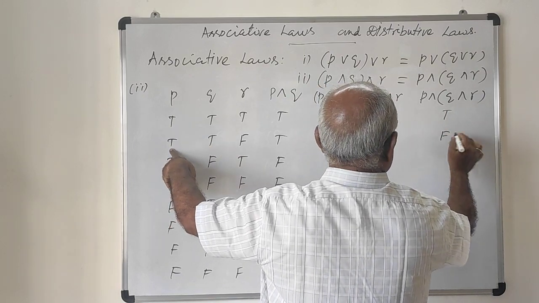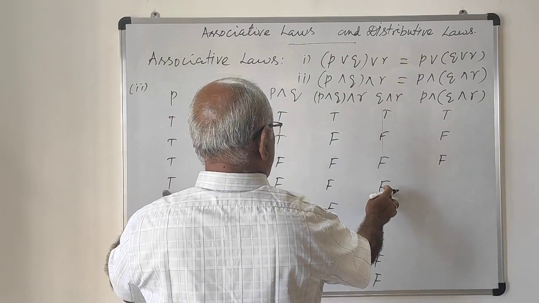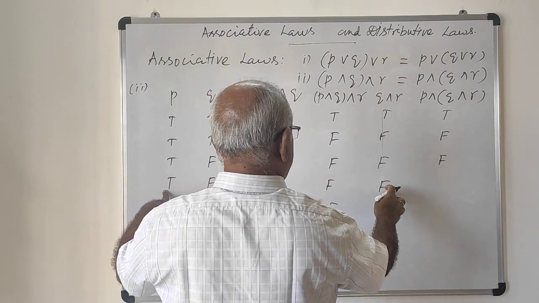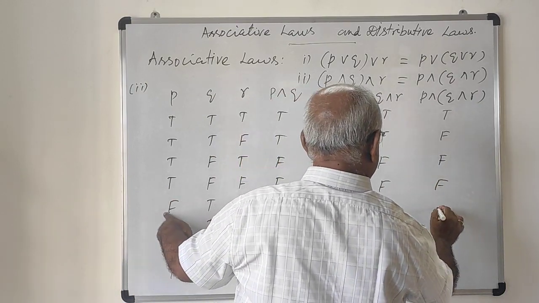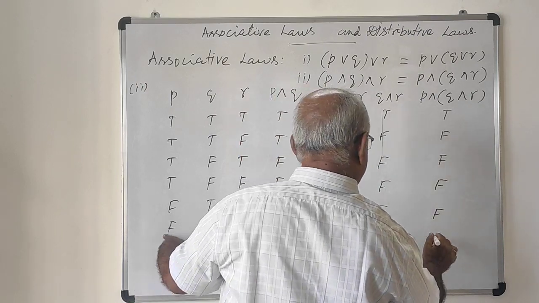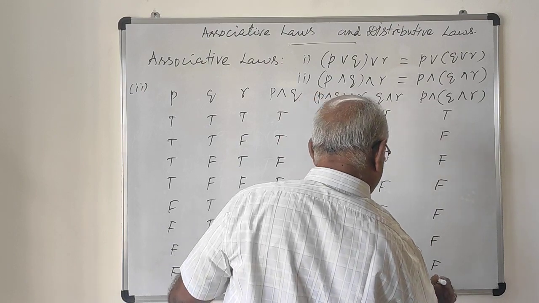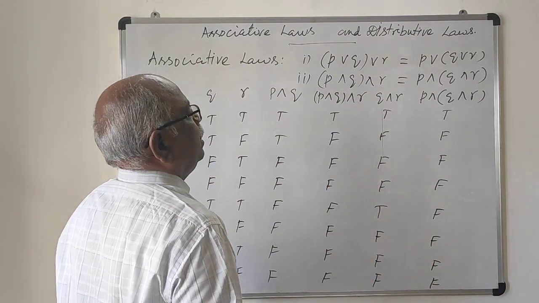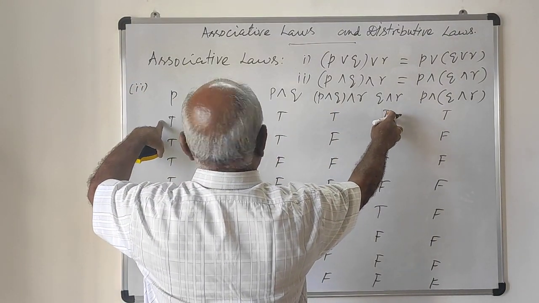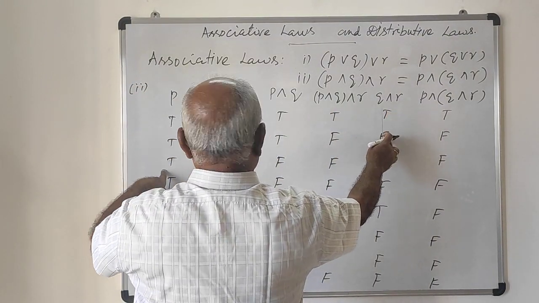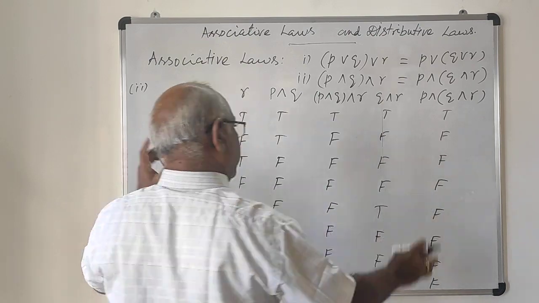TF, F, TF, F. Both are F. FT is also F. Both are F, F. See, P and Q conjunction, both are T, T. F, F, F, F, F, F, everything is F.